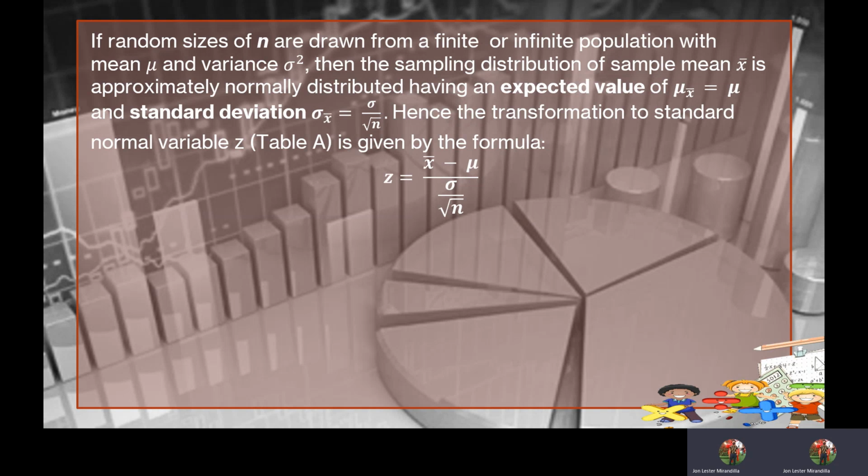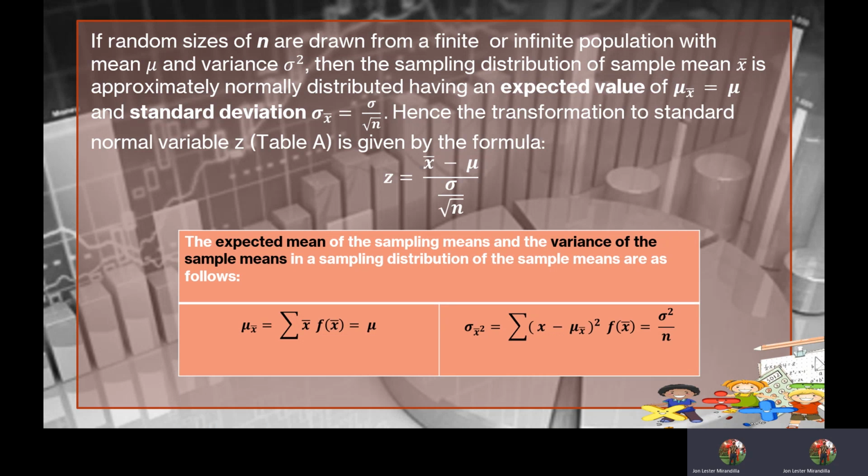Okay, another. If random samples of size N are drawn from a finite or infinite population with mean mu and variance sigma squared, then the sampling distribution of the sample mean x bar is approximately normally distributed. Okay, ang ibig sabihin lang dito, kapag napapalaki masyado yung mga sample means natin, or yung N natin, nag-approximately normally distributed yung ating distribution.